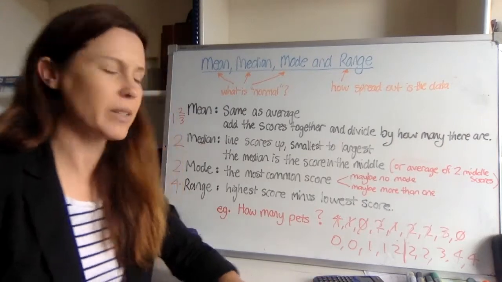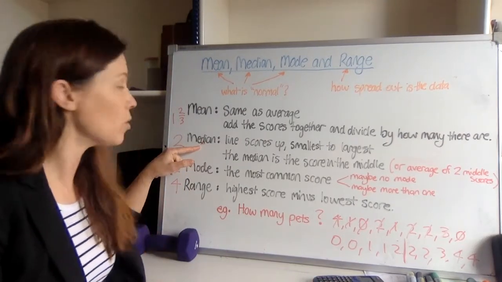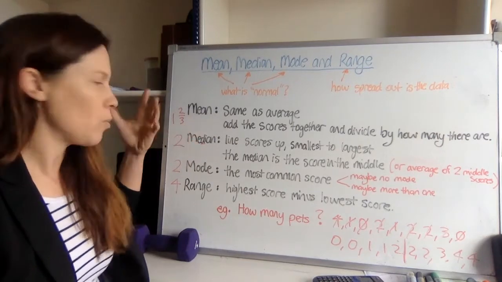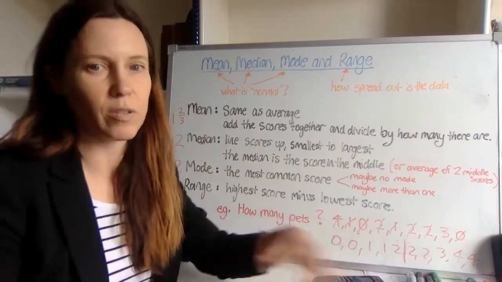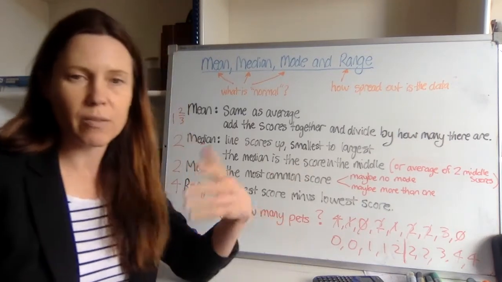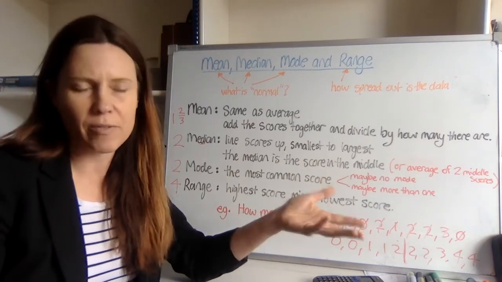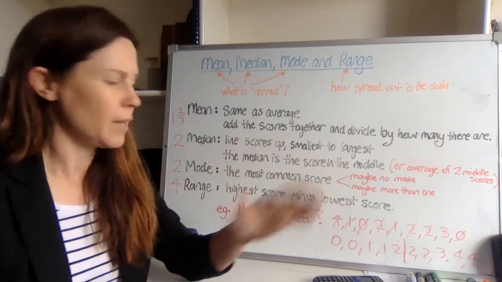Now, it's important to understand why we would want to use the median as a measure of what's normal rather than the mean. Well, sometimes when you have a score that's really, really big compared to the others or really, really small compared to the others, it really sways the mean a lot. And so that can give you a really unrealistic idea of what's normal. Let me give you an example.